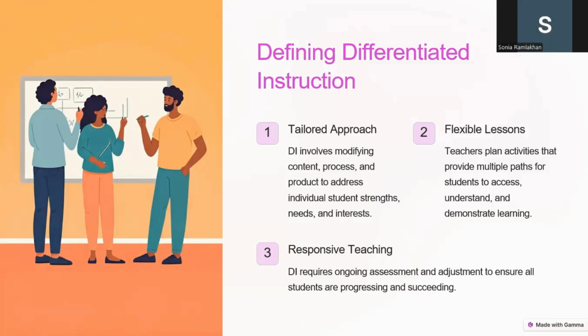Two, the flexible lesson. Effective DI involves planning activities with multiple pathways that allow students to engage with and demonstrate understanding in different ways. The flexibility ensures that students with varying learning styles can access the material. Three, responsive teaching. DI requires ongoing assessment and modification of teaching methods. Teachers must regularly evaluate students' progress and make adjustments to the instruction to meet the evolving needs of the learner.